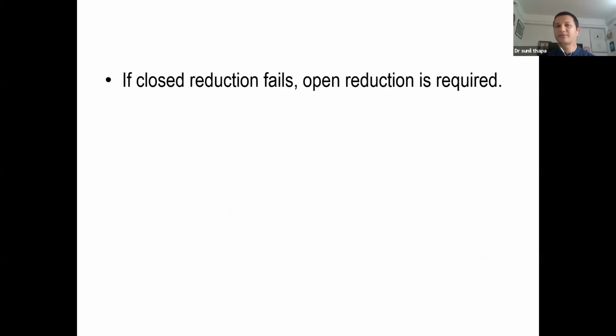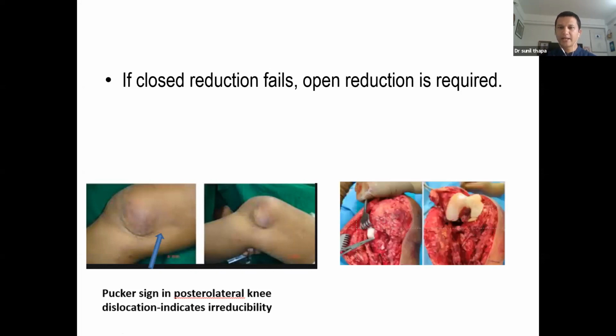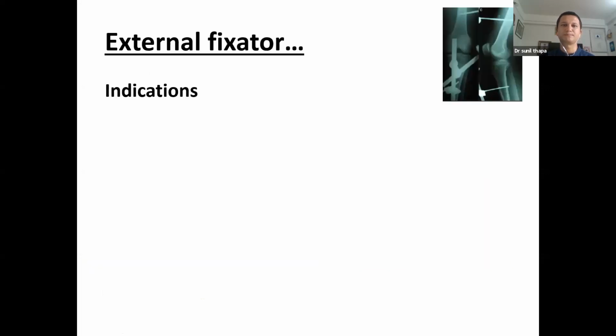And if the closed reduction fails, sometimes it may fail, then open reduction is required, especially in KD3L type, lateral type dislocation, posterolateral, where the medial femoral condyle buttonholes and the MCL gets entrapped inside the joint and it becomes irreducible. Clinically, you can see a pucker sign on the medial side of the knee. Then it is a clear-cut indication that this knee is either not going to reduce or will reduce partially and remain subluxed, and is an indication of open reduction. And extensive surgery may be required to reduce the knee in position.